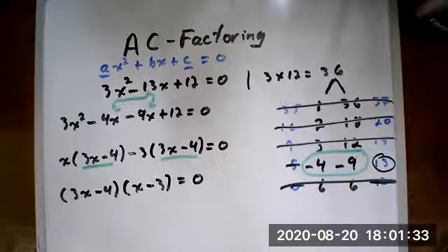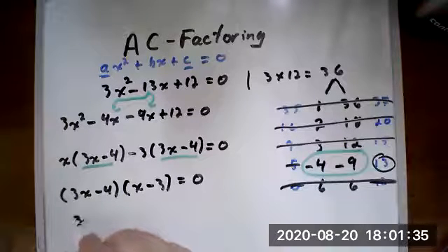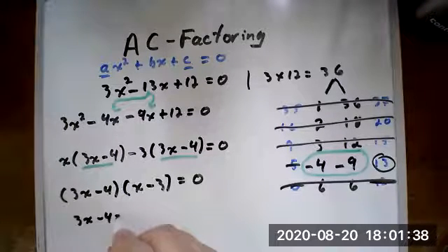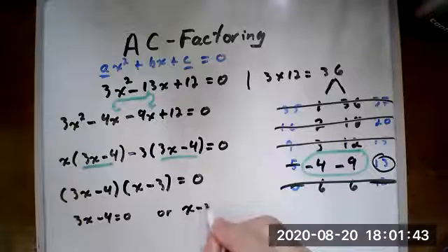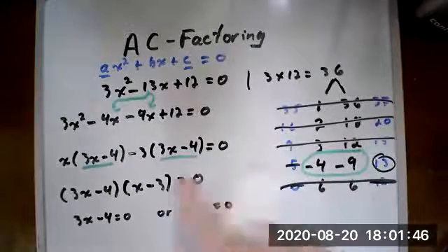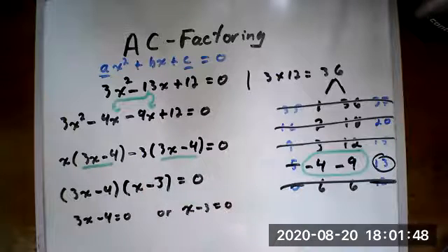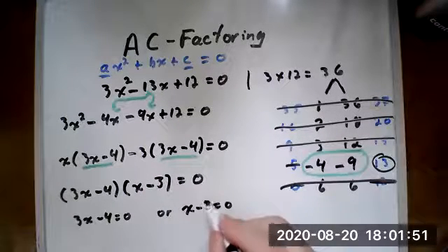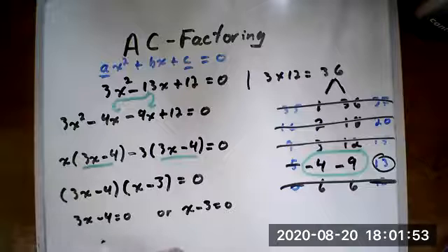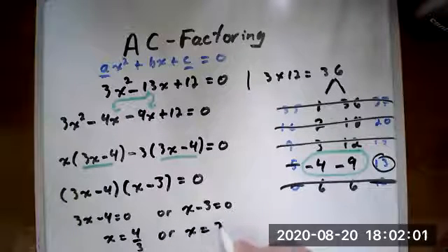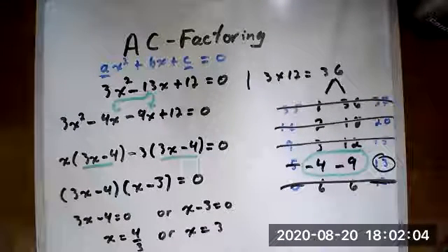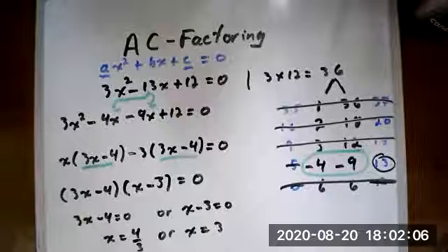From here, we can solve each of these for 0. So 3x minus 4 is equal to 0, or x minus 3 is equal to 0. Let's make sure that's a 3. There we go. Rearranging this tells me that x is equal to 4/3, or x is equal to 3. And those are our solutions.